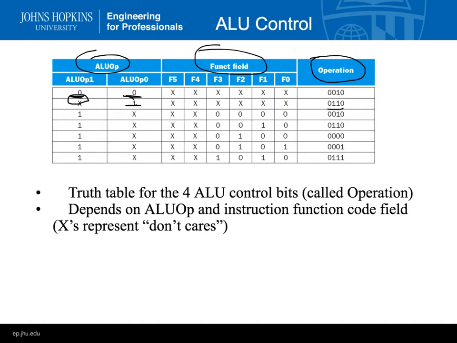We do subtract. If it's 1, 0, and again, since we don't have 1, 1, as long as there's 1 here, we know it's an R type. And we look at the function field from the instruction. And it looks like these are never used. So the difference between and, or, nor, add, and subtract is in the lower 4 bits.